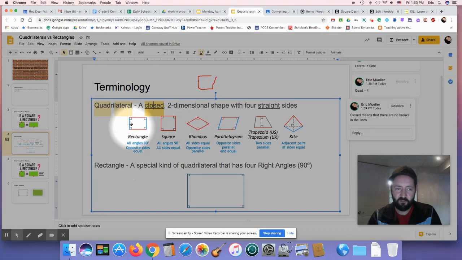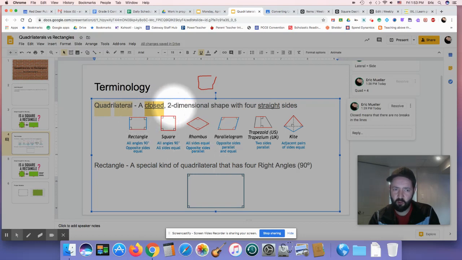So underneath the definition here, I've got a bunch of different categories of quadrilaterals. Rectangles, squares over here, rhombus, parallelogram, trapezoid, kites. And maybe another name for kites would be diamond or yeah, no, that's it, kites. Okay. So anyways, so then down below here, we've got the definition for a rectangle. And a rectangle is a special kind of quadrilateral. That means that it still fits all of these characteristics up here.